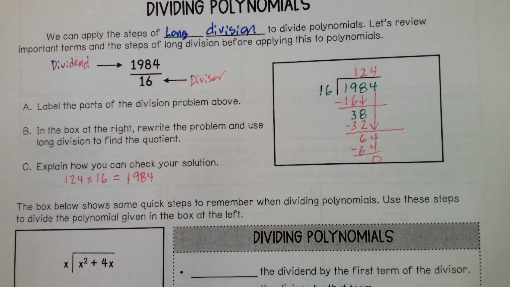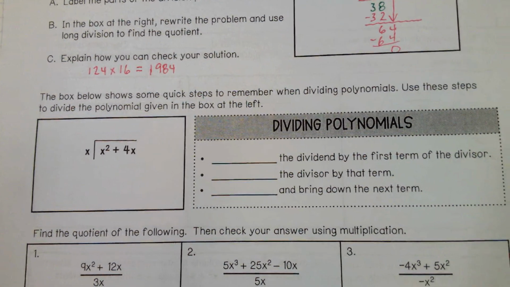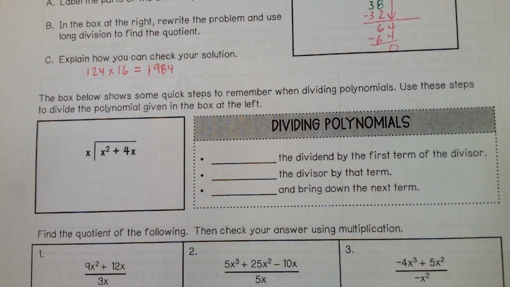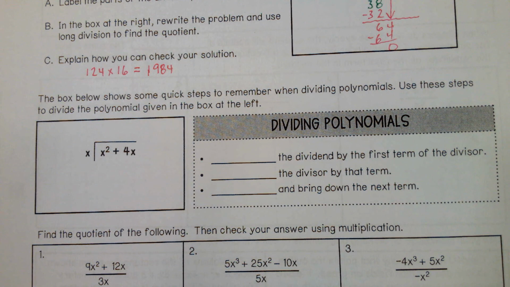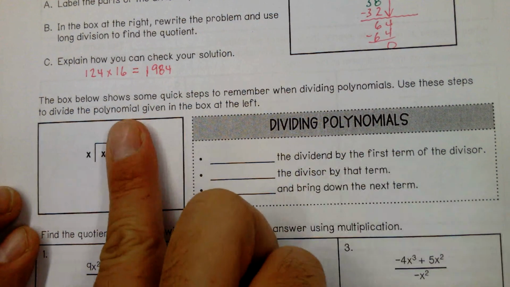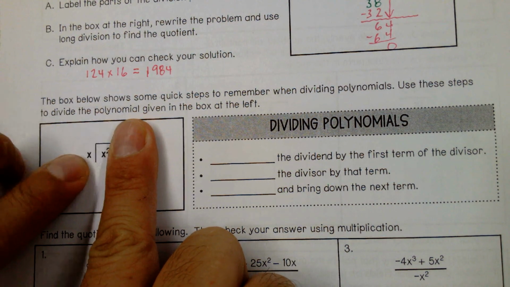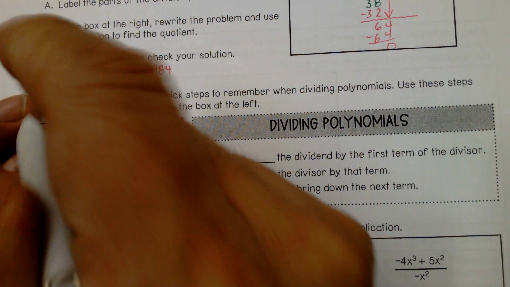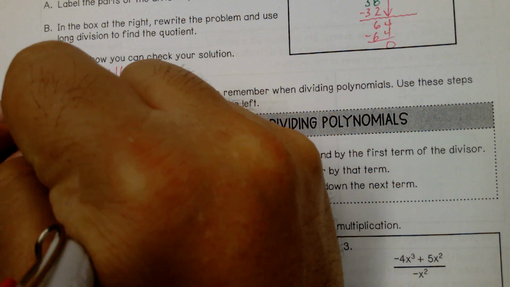So this method actually works with polynomials. And so that's our goal for today, is to practice this. Okay, so here we have x squared plus 4x, and we're going to divide by x. And it's the same idea. We want to figure out how many times does x go into x squared, just that first term. X times what? X. Yeah. X times x is x squared, so we want x squared.